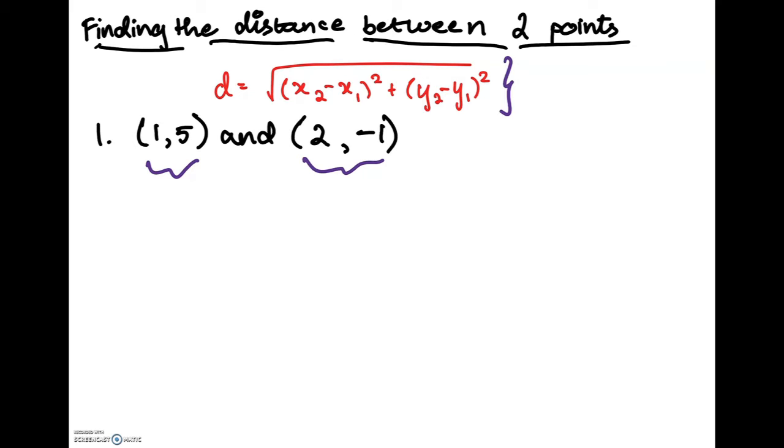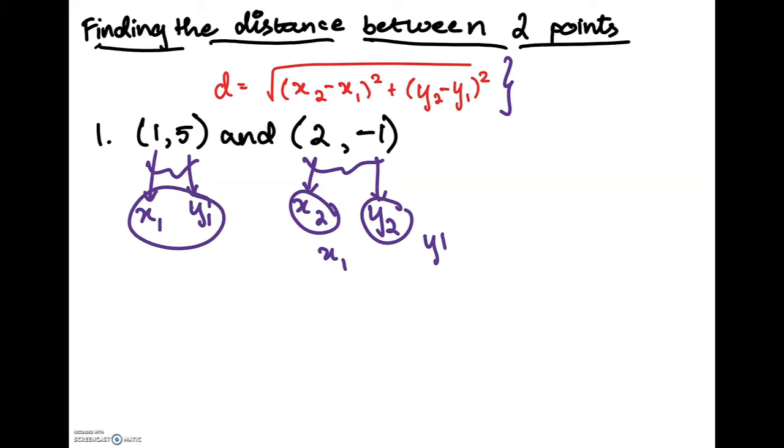So for example, if 1 is x1, then 5 must be y1. It can't be y2. And if 2 is x2, then negative 1 has to be y2. It cannot be y1. But you can make this x1 and this y1 and then switch these as well. That doesn't matter. You just need to make sure that they're the same throughout.